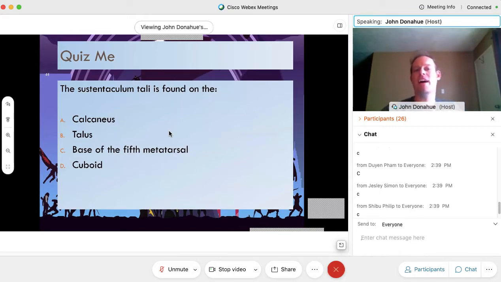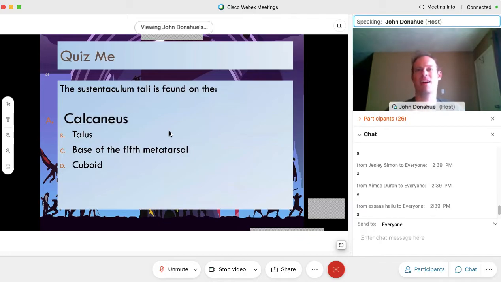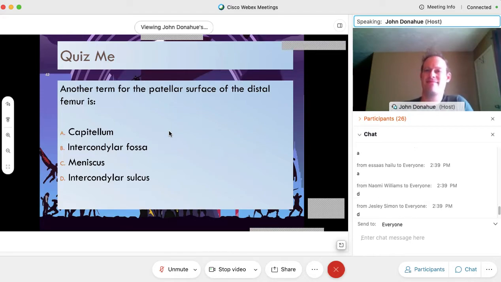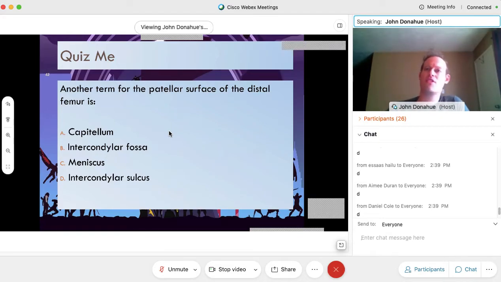The sustentaculum tali is found only what? Those are words I love. I love that sustentaculum tali. I see a lot of A's, and you are correct. It is once again the calcaneus. Another term for the patellar surface of the distal femur is, we didn't go over this. I just want to see if you knew it. Oh, we did go over this. I'm sorry. It was one of the alternative names. I see a lot of people saying D. You are correct. The intercondylar sulcus.